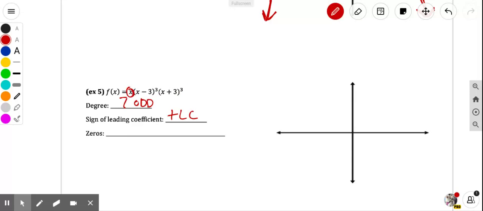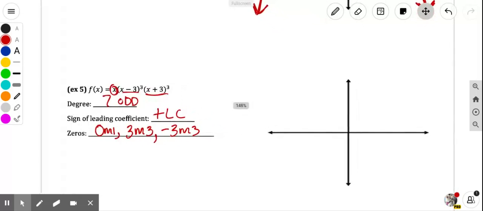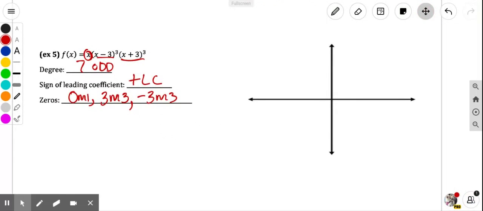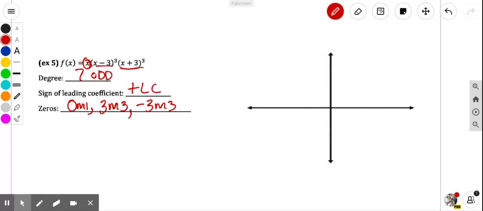X is going to be 0 multiplicity 1. This one's going to be 3 multiplicity 3. This one's going to be negative 3 multiplicity 3. Okay, odd positive, the right side goes up and the left side goes down. So take a look at that chart to verify. Let's put in our zeros. So 1, 2, 3, 1, 2, 3, and then 0.